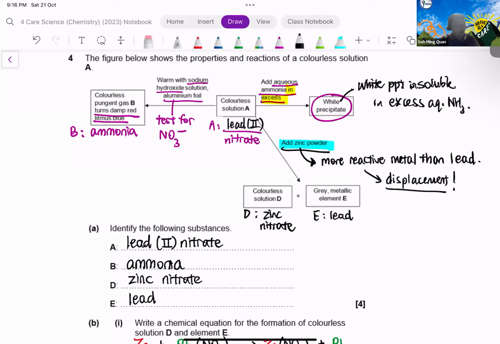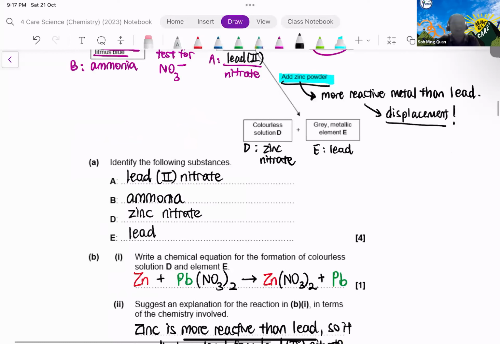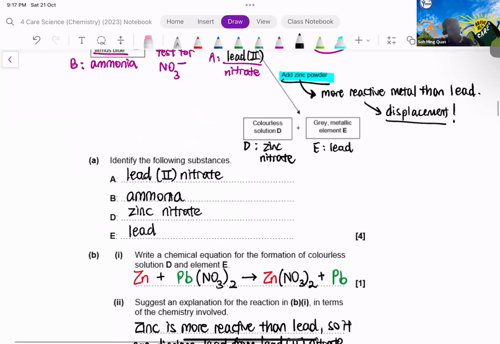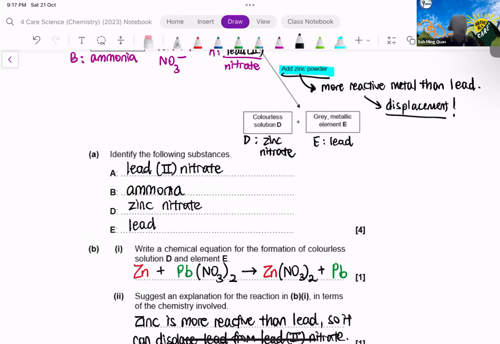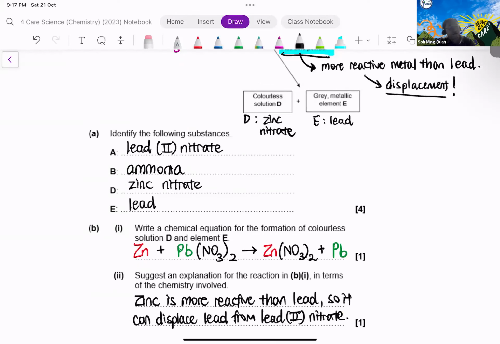Now moving on. Once you have figured out that when you add zinc powder, it's actually a displacement, B part 1 and B part 2 should be doable. In particular, in B part 2, I've written zinc is a more reactive metal. The more reactive metal is on its own at the start, but at the end, the more reactive metal will grab the other ion for itself. So in this case, zinc grabs the nitrate over.